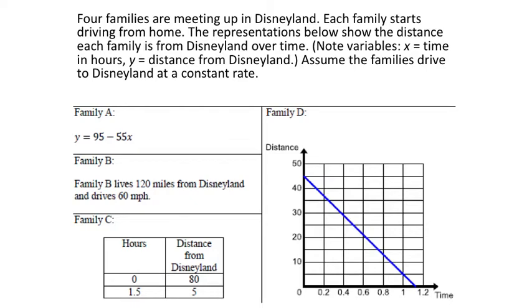On this one, 4 families are meeting up in Disneyland. Each family starts driving from home. Representations below show the distance each family is from Disneyland over time. And yeah, it tells us the variables there. X is time in hours, and Y is distance from Disneyland. So assume the families drive to Disneyland at a constant rate. There's something else that they should have included here, and that is that the families are starting from wherever they live, okay, home, whatever it is, because that'll be important when we look at the next few questions.